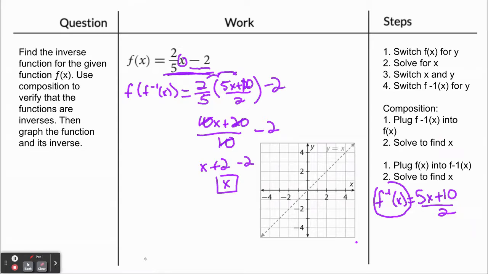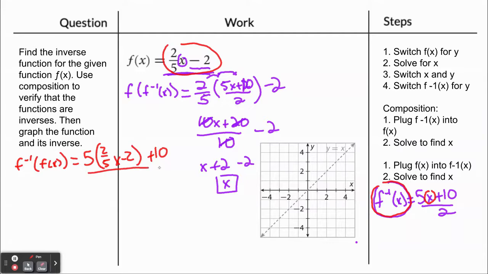Now next, I'm going to do the same idea, but instead I'm going to take the inverse function, and everywhere I see x, I'm going to plug in the original function. So what that looks like here, let's go to the side here, f negative 1 of f of x, because instead of x, I'm plugging in the function. And so I start by saying 5 times x. I see an x, so I'm going to plug in 2/5 x minus 2, plus 10, all over 2.